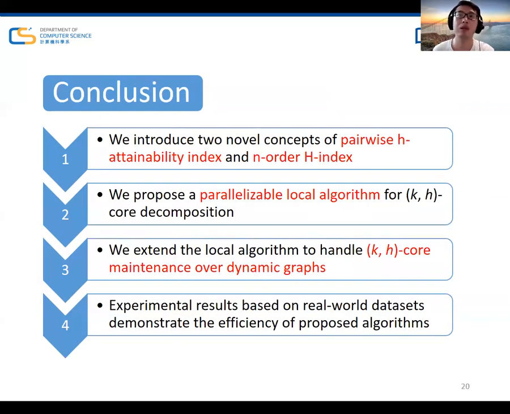To conclude, in this paper, we first introduced 2 novel indexes. Second, we propose a parallelizable local algorithm for (k,h)-core decomposition. Third, we extend the local algorithm to handle (k,h)-core maintenance over dynamic graphs. Finally, experimental results demonstrate the efficiency of the proposed algorithms.